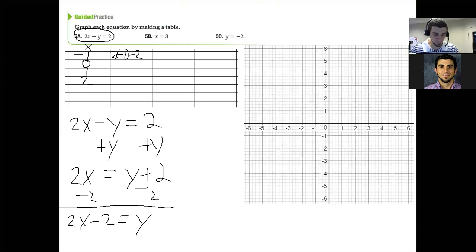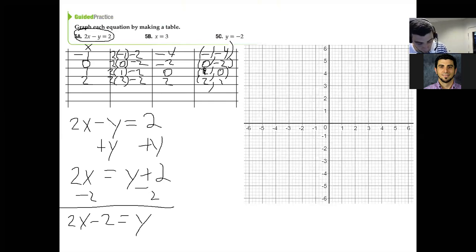When I put in -1, that's going to be 2 times -1 minus 2. So that's going to be -4, which gives me the point -1, -4. When I put in 0, I have 2 times 0 minus 2, which gives me -2. So it's 0, -2. When I put in 1, I would get 2 times 1 minus 2, which is 2 minus 2, which is 0. So I have 1, 0. And then when I put in 2, I'd have 2 times 2 minus 2, it's just 4 minus 2, which is 2. So it'd be the point 2, 2.